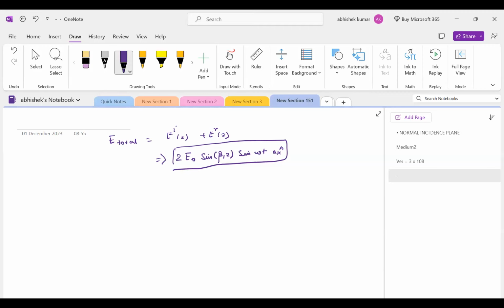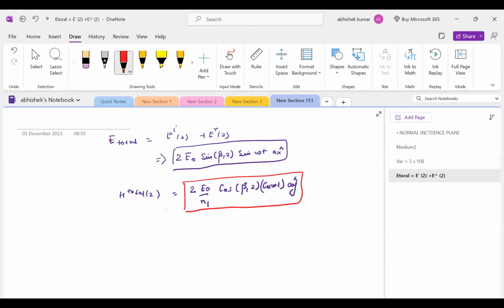It is nothing but two E naught over the intrinsic impedance of the medium, cos beta 1 z cos omega t ay. This is your total magnetic field. These things you have to remember. Okay. Any doubt till now?